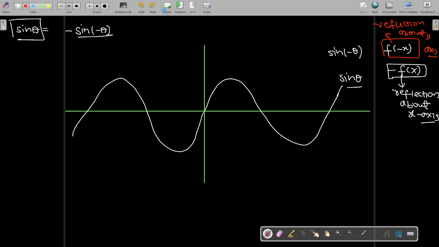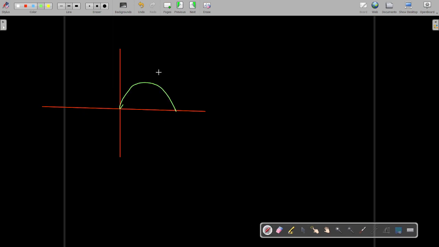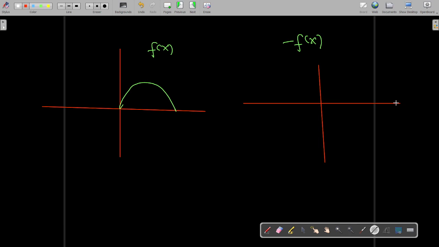Wait. First of all, graph transformation revision. Suppose this is f of x. This hump is f of x. Draw minus f of x. What will you draw? Tell me. It's on the fourth quadrant, just a reflection of this thing, right?